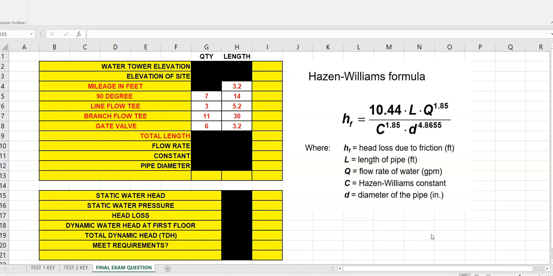So if you want to pause this video and load Microsoft Excel or Google Sheets and create something similar to what you see right here, it will help you as you go through and do this lesson.